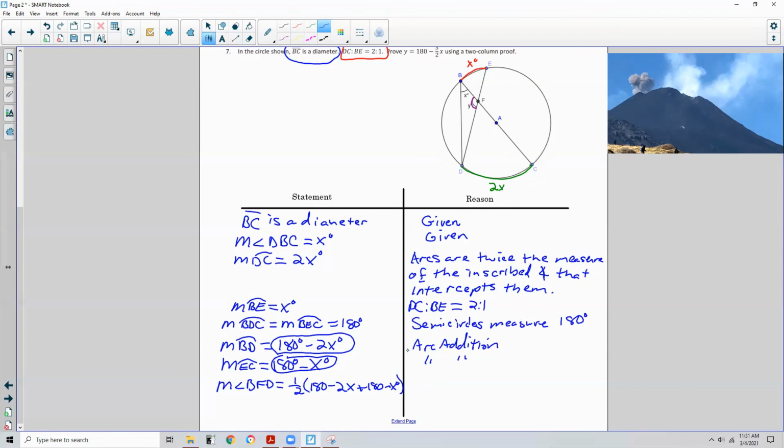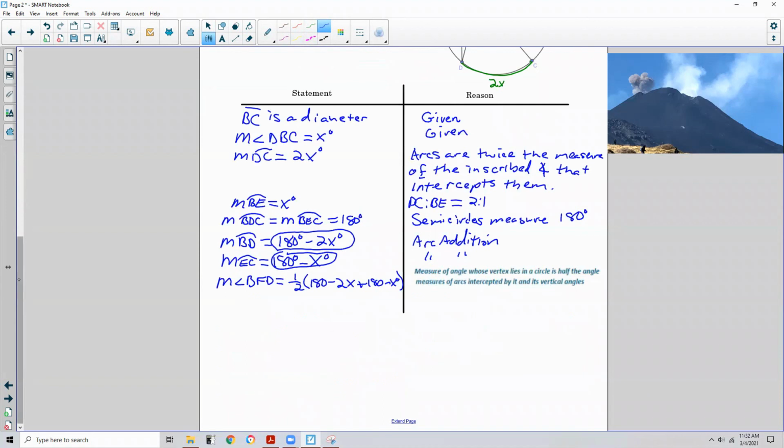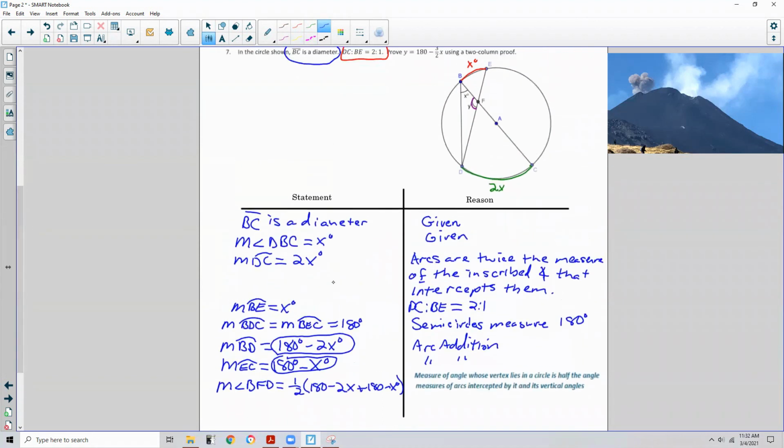Okay, and the measure of an angle whose vertex lies in a circle is half the angle measure. So let me bring that in. It's a lot of words. Okay, so the reason I can say that is right there. It takes a while to write this, so I just brought it in. The measure of an angle whose vertex lies in a circle is half the angle measures of the arcs intercepted by it and its vertical angle. All right, which is what we've been doing in this lesson. So let me extend this a little bit there.